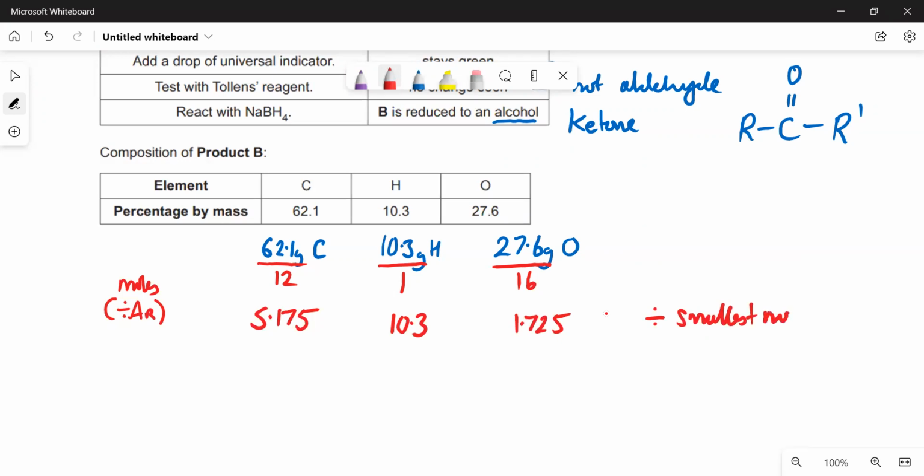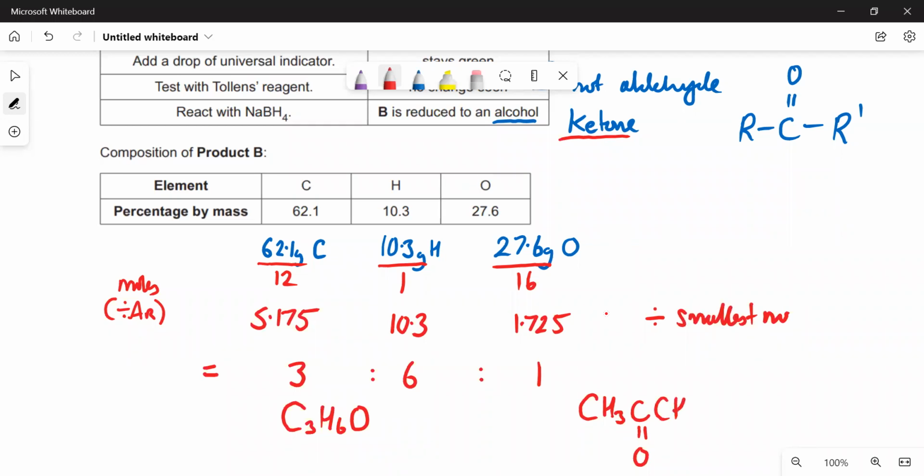which is 1.75. So that gives us 3 to 6 to 1 ratio. So the empirical formula of the compound is C3H6O. And we have established that it is a ketone. So do we know any ketones with that formula? Well, there's only one. That's going to be propanone. So we can safely say, I think, that compound B is propanone. So we get phenol and propanone, the two products of that reaction.